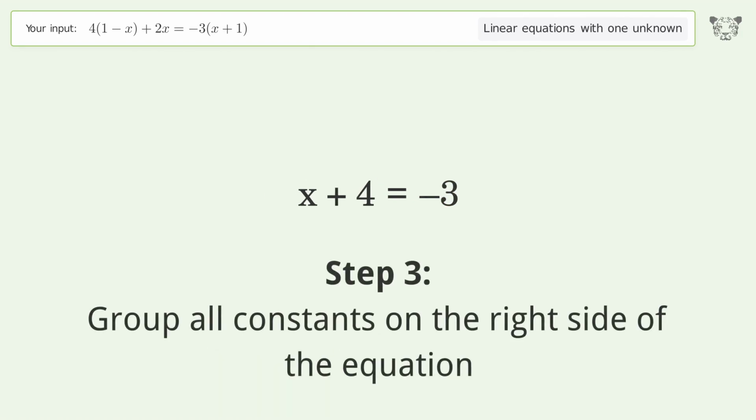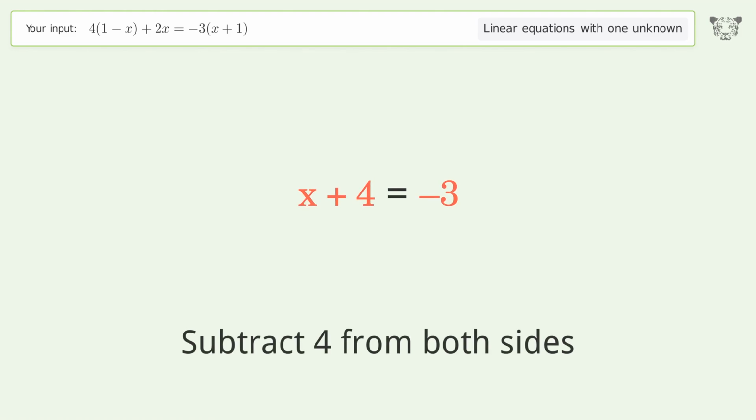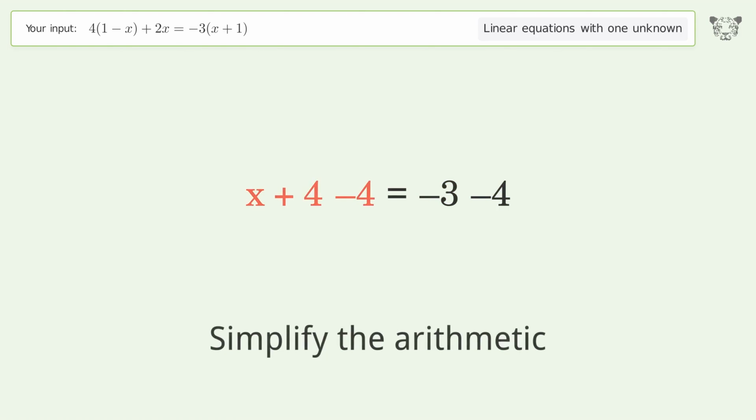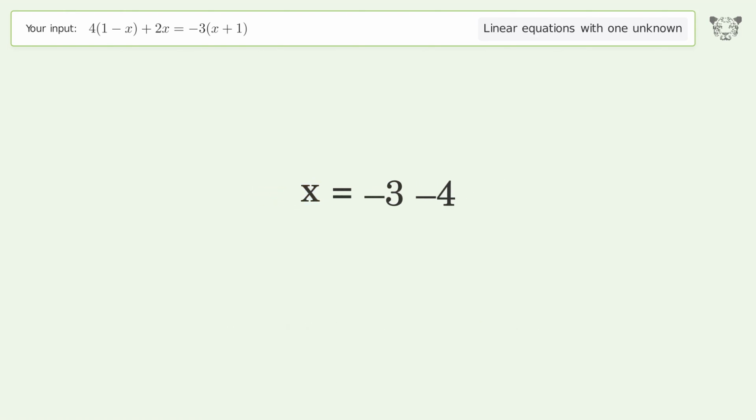Group all constants on the right side of the equation. Subtract 4 from both sides. Simplify the arithmetic. And so the final result is x equals -7.